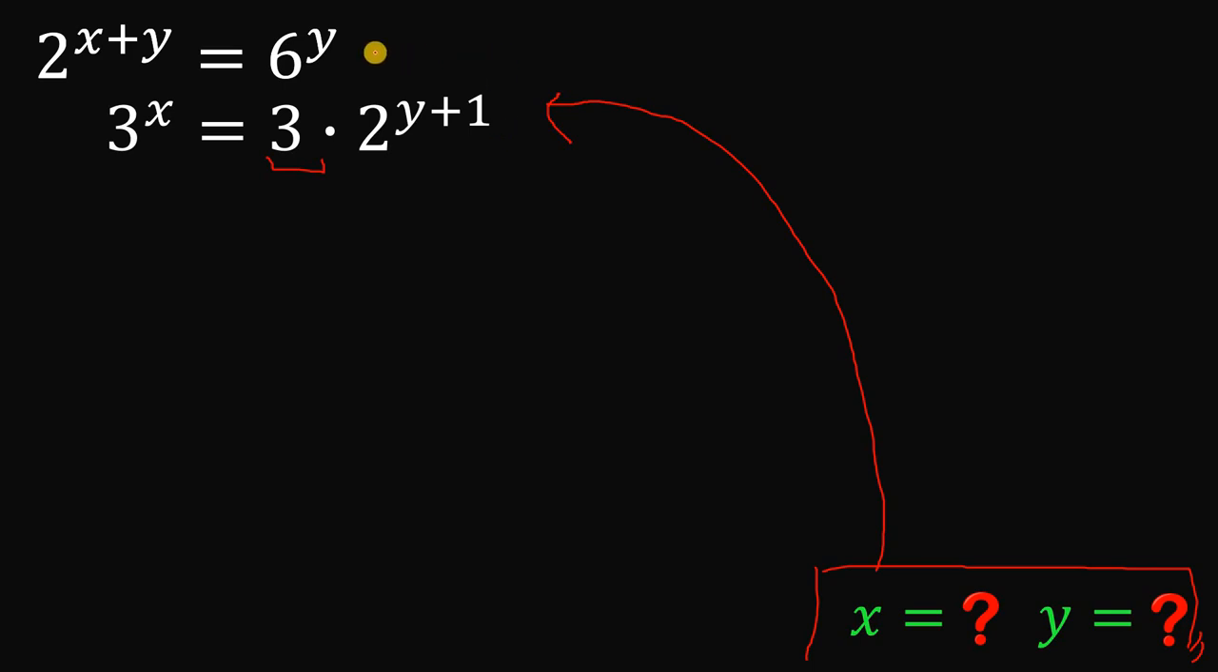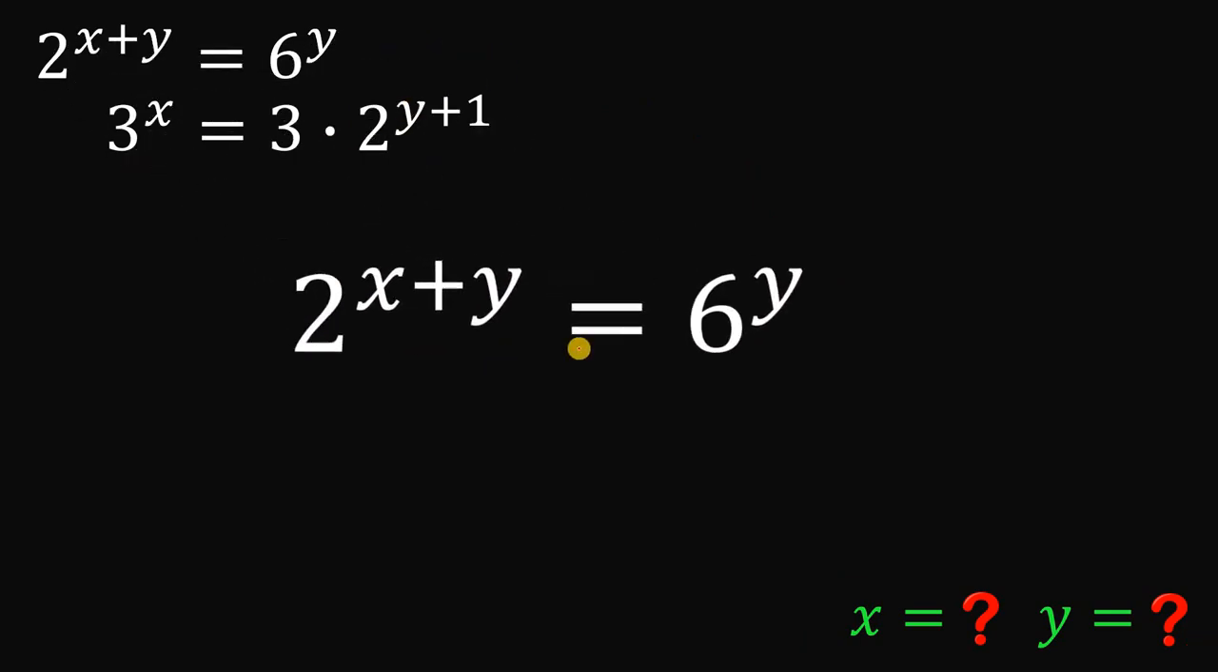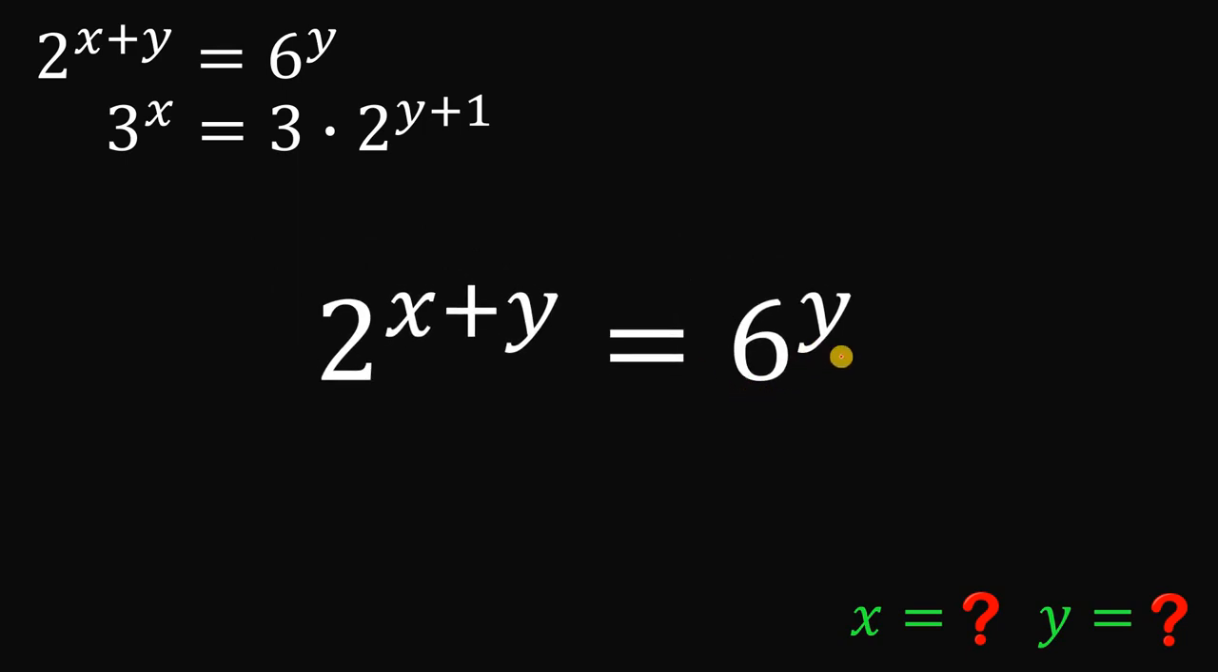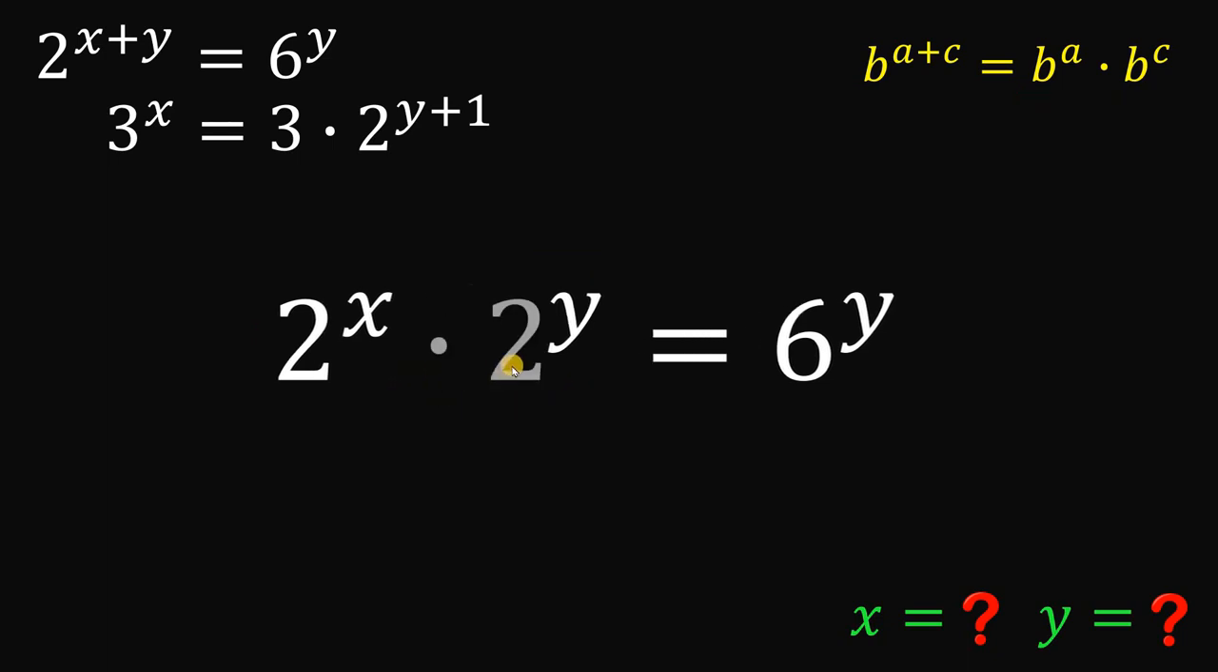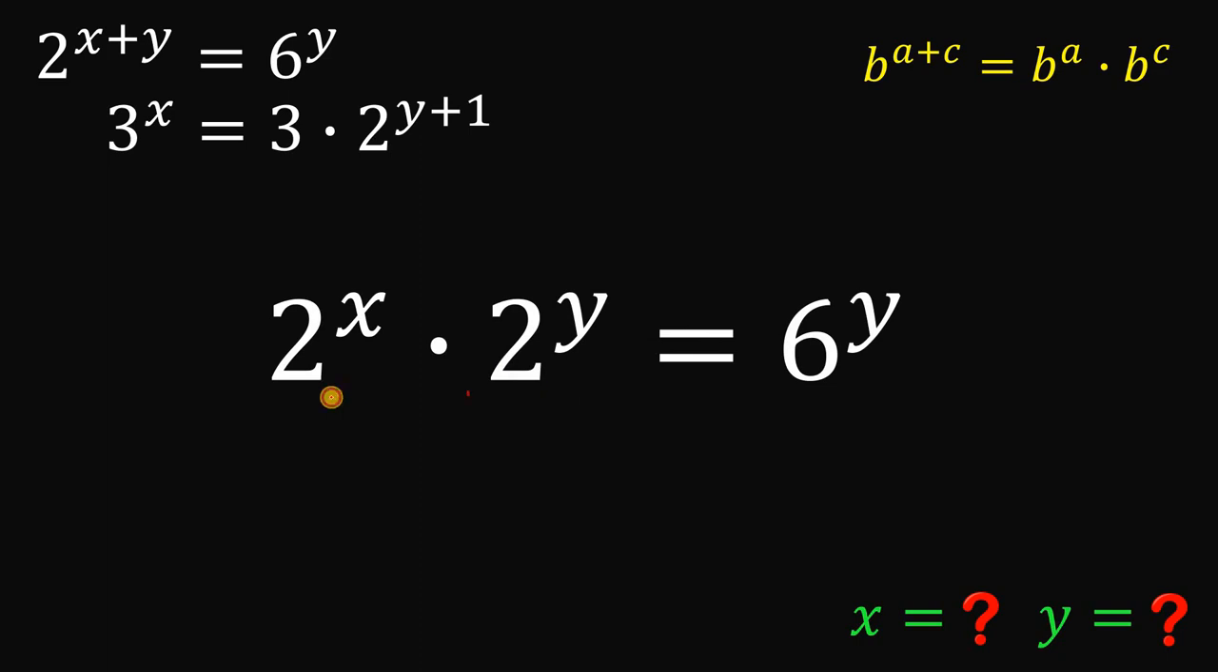Now, to answer this question, of course, let's use first the first equation. So we have 2 raised to the power of x plus y equals 6 raised to the power of y. Now, we will use some laws of exponent to answer this kind of question. So the first one is when we have b raised to the power of a plus c, it must be equal to b raised to the power of a multiplied by b raised to the power of c. Therefore, the expression on the left-hand side of our equation can be written as 2 raised to the power of x multiplied by 2 raised to the power of y.